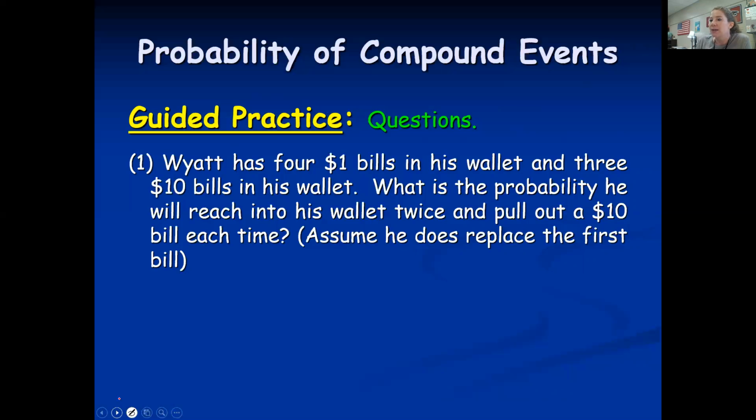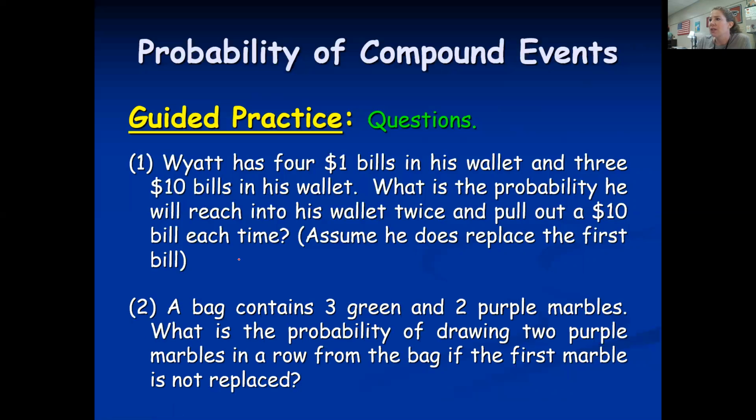So that makes these still independent. All right, so let's see what happens. We want a $10 bill. Well, how many bills are in his wallet? He has 4, 5, 6, 7 bills in his wallet. And how many of them are $10 bills? Well, 3 out of 7. So the first time he pulls out, he has a 3 out of 7 chance. He's going to put that bill back. He's going to do it again, still 3 out of 7. So the probability is 9 out of 49 that he's going to do those events back to back.